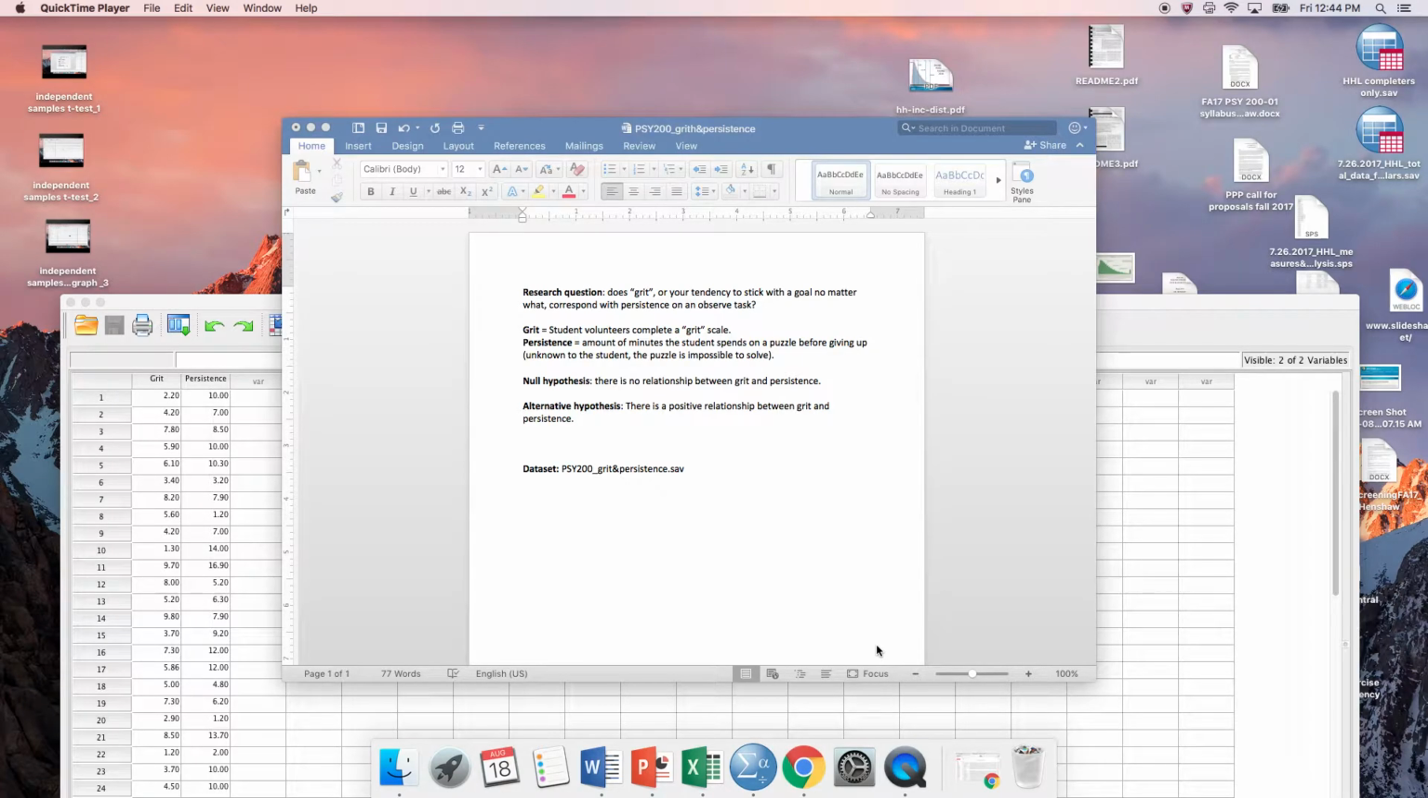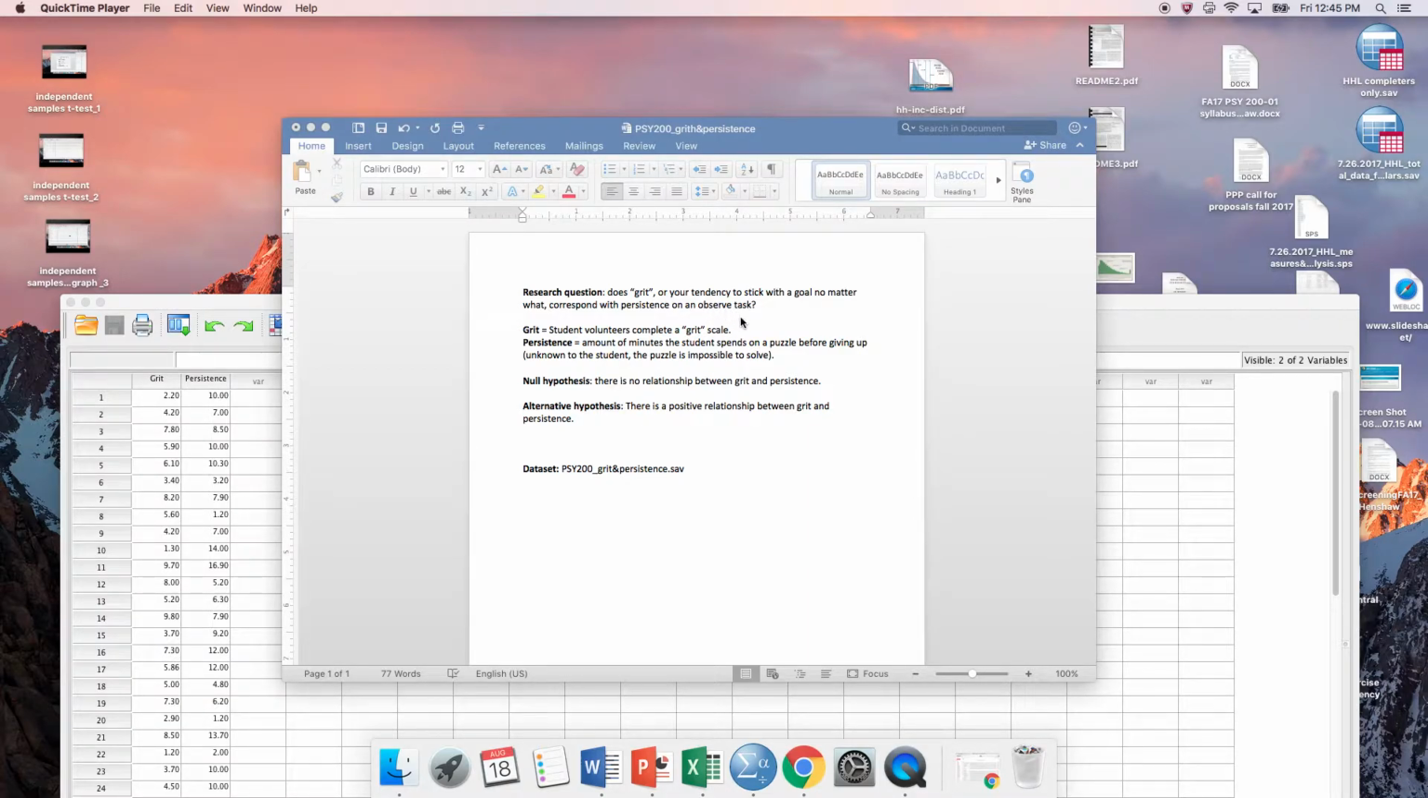In this tutorial, we're going to take a look at correlation. So let's set up a research question, then we'll open up a data set and we'll take a look at how to analyze a correlation. So let's imagine that we're psychologists studying the concept of grit. Grit has been called a lot of things, but generally it's a tendency to stick with a goal no matter what, or to be able to plan ahead for long-term payoffs. And we want to know, does grit correspond with your persistence on an observed task?